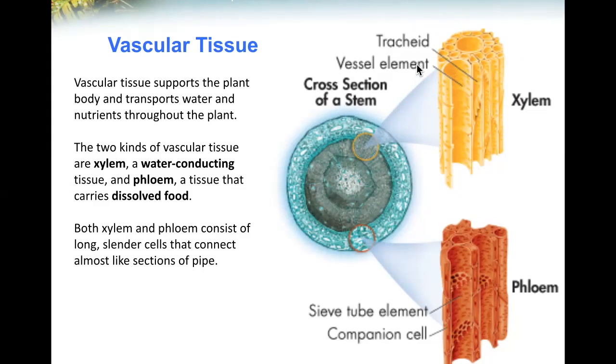Xylem, carrying water, has tracheids and vessel elements connected. Tracheids are smaller, and a vessel element is a larger section. The sieve tube element and the companion cell support the phloem.